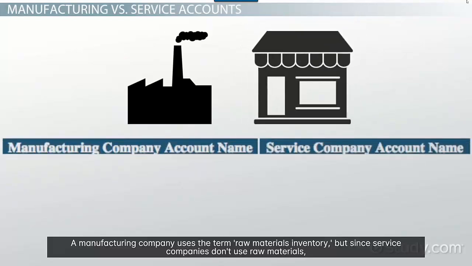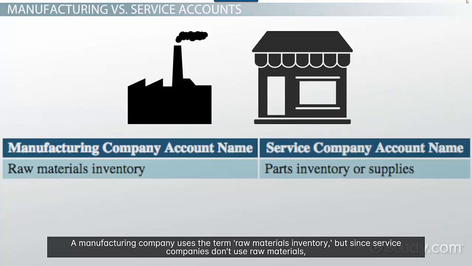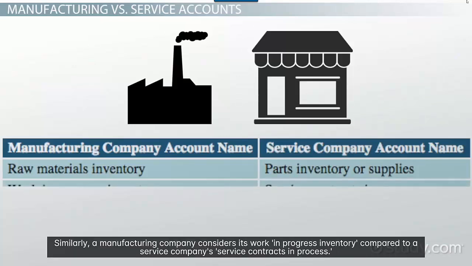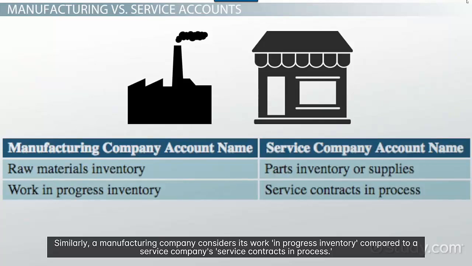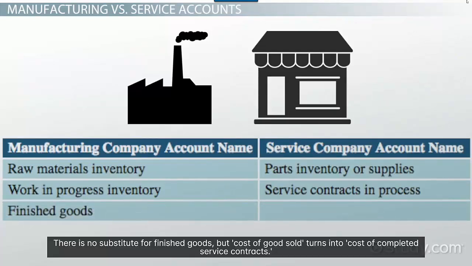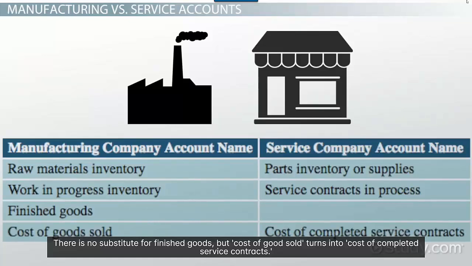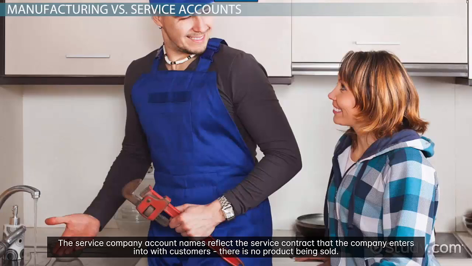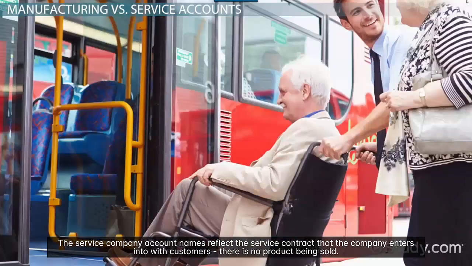A manufacturing company uses the term raw materials inventory, but since service companies don't use raw materials, they use the term parts inventory, or just simply supplies. Similarly, a manufacturing company considers its work-in-progress inventory compared to a service company's service contracts in process. There's no substitute for finished goods, but cost of goods sold turns into cost of completed service contracts. And finally, rather than manufacturing overhead, a service company has service overhead costs to consider. The service company account names reflect the service contract that the company enters into with customers. There's no product being sold.